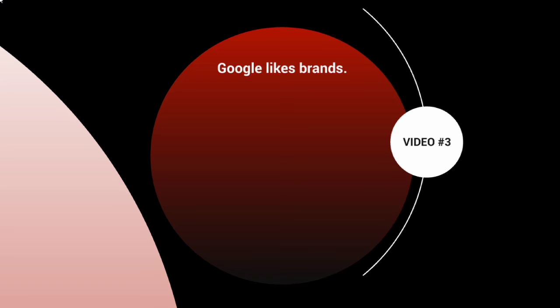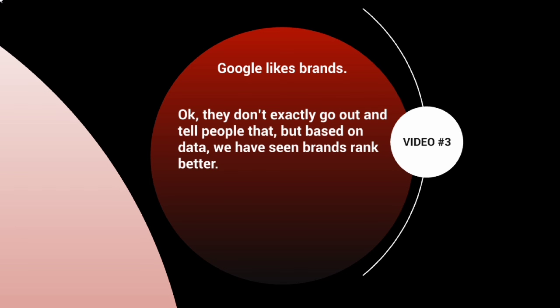Now, we don't know exactly whether this is true or not, but based on the data that we have seen and based on the data that has worked not only for us, but for many others, Google likes brands. Now, it's not necessarily that they particularly like brands because brands make a lot of money or anything like that, but what we've realized are certain variables that make a brand stand out. So they don't exactly go out and tell people that they like brands, but based on the data that we've seen, we have seen brands rank better.